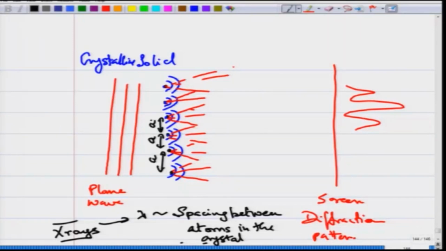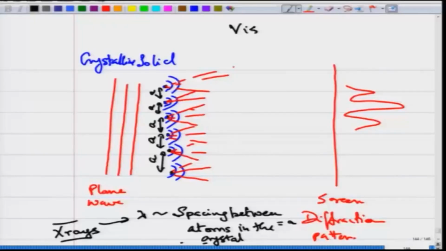If a is the lattice constant of your crystal, namely the spacing between lattice points in your crystal, then the wavelength has to be of the order of a. Only then you will get a diffraction pattern which is coming from this crystal. Ordinary visible light has wavelengths which are far larger than your lattice constant.